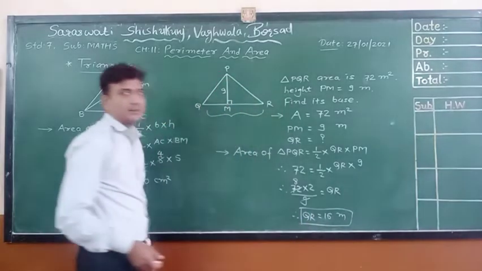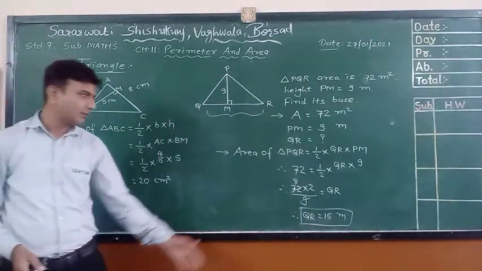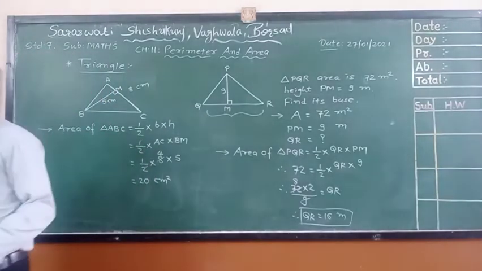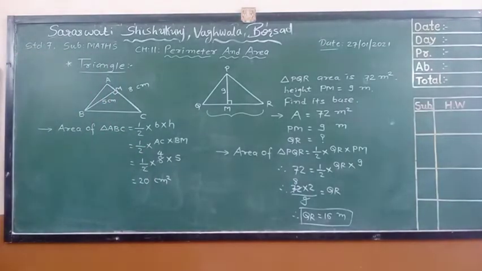8 to 16, QR equal to 16 cm². So for the base measurement, here we can observe we got QR equal to 16 meters. So this type of sums we can find and find its area, altitude, base, this also. Sometimes in some cases you can observe here.